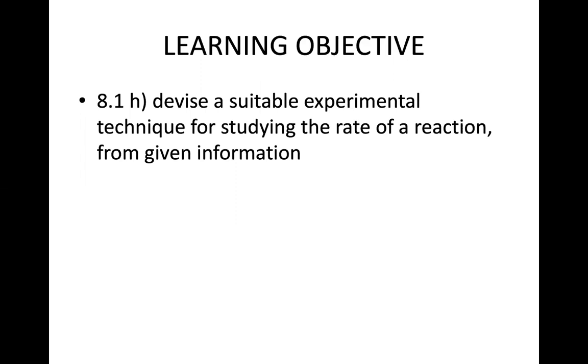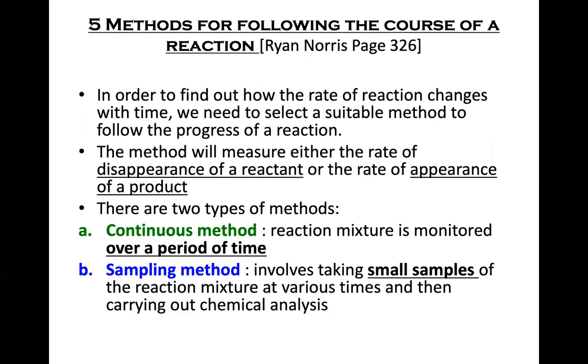Okay, so these are some of the experimental methods to study or monitor the reaction. This is what I was talking about. The method will measure either the rate of disappearance of a reactant, how your reactant is being used up over time, or the rate of appearance of a product. That means how much your product is produced over time.